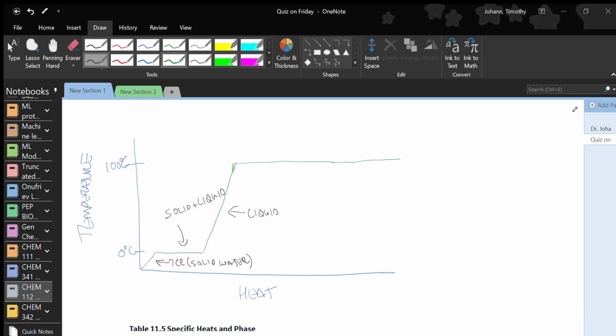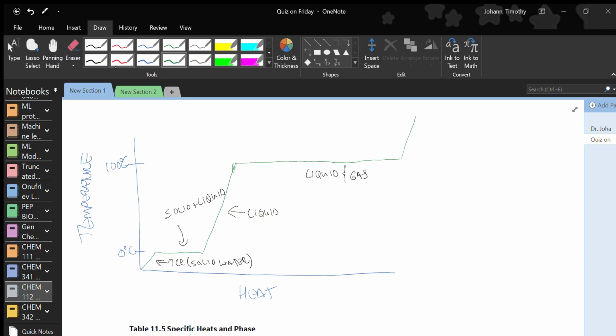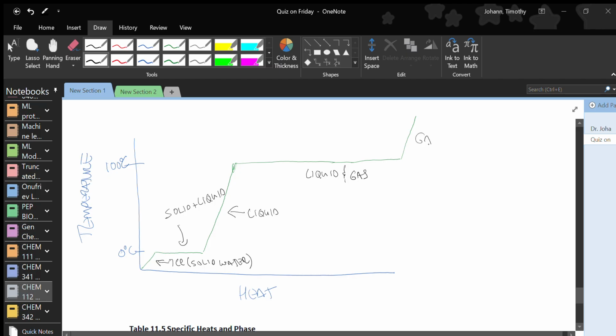All right, I'm actually trying to represent how long that line is, how much heat you have to put in to turn it into a vapor. This is going to be liquid and gas. And then once all of it is gas, then the temperature can start going up again. Okay, that's what the heating curve looks like roughly.